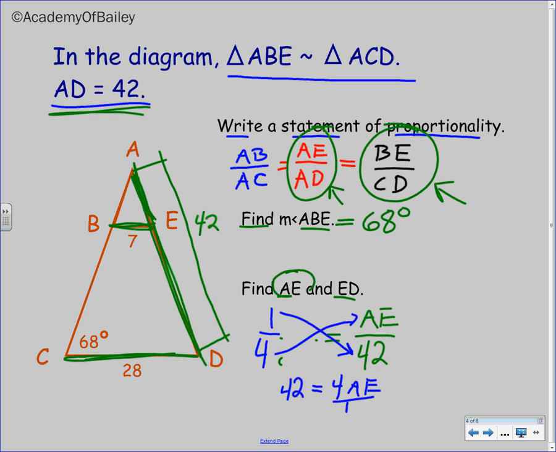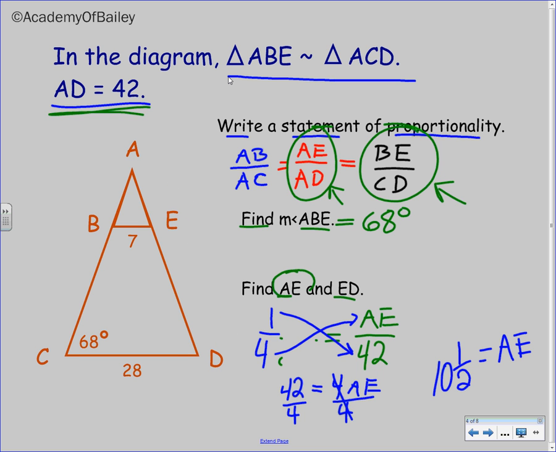How do we get AE by itself? Divide by 4, divide by 4. And what is 42 divided by 4? Well, I know 4 goes into 42 10 times. There would be 2 left over out of 4. So that's what AE is equal to. But you can reduce 2 over 4 to 1/2. Oh my, look at that. That is a good picture right there. AE is 10 1/2. That's just marvelous.